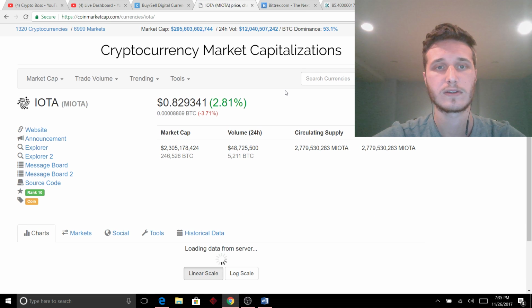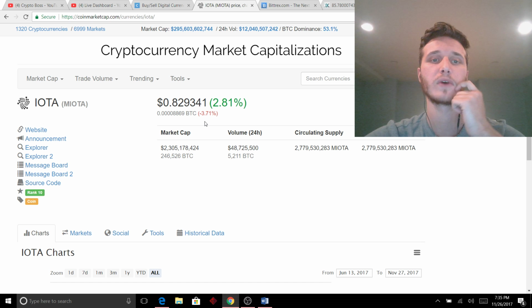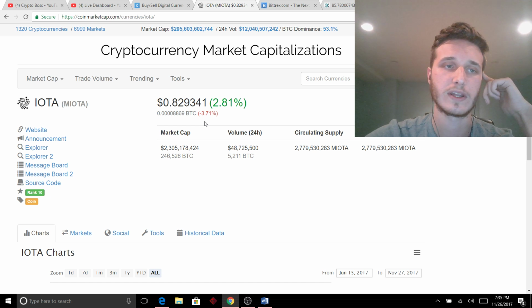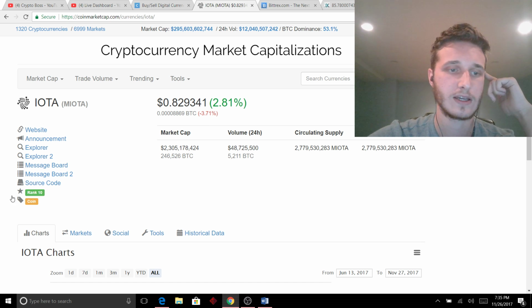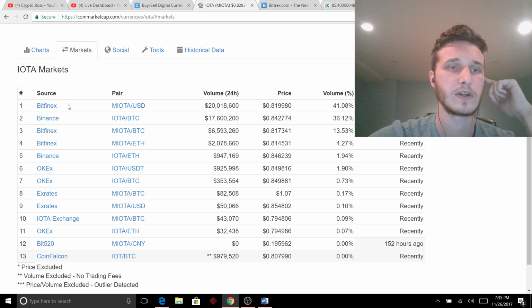IOTA is up 2.81% in the past 24 hours, down 3.71% if you compare it to Bitcoin, and that's just because Bitcoin's up a lot today. But you can click this button to look at what markets it's traded on, and if you notice, it's traded on Bitfinex, which doesn't do business with the US starting in a couple weeks.